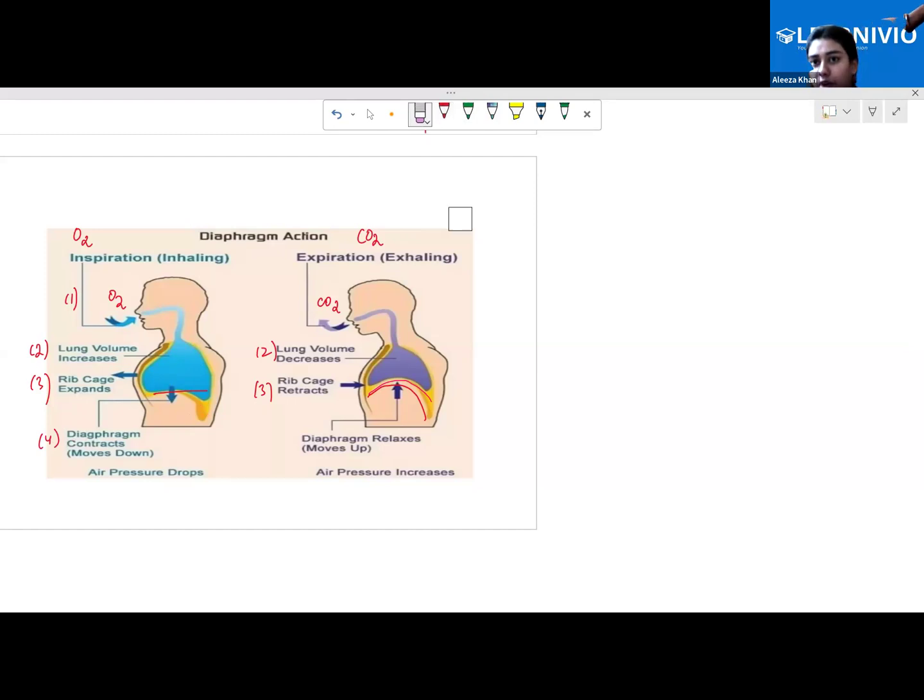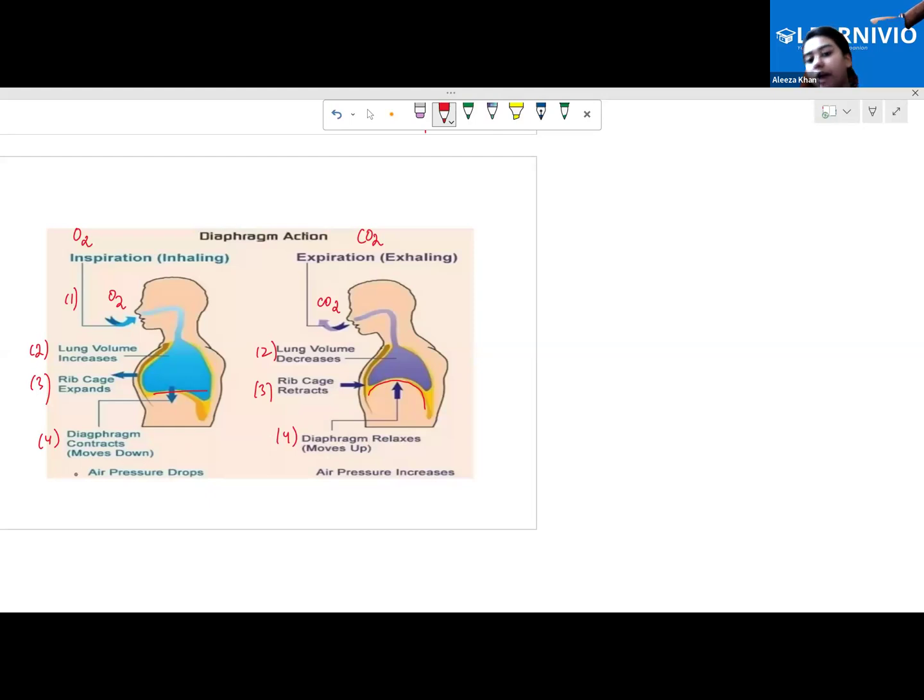But if you observe in this diagram, this is becoming concave. The shape is like this, bulging outward. It is moving up due to the relaxation. So this is the fourth point. In inhalation, the diaphragm is contracting and becoming flat. In exhalation, it is moving up due to the diaphragm relaxation.